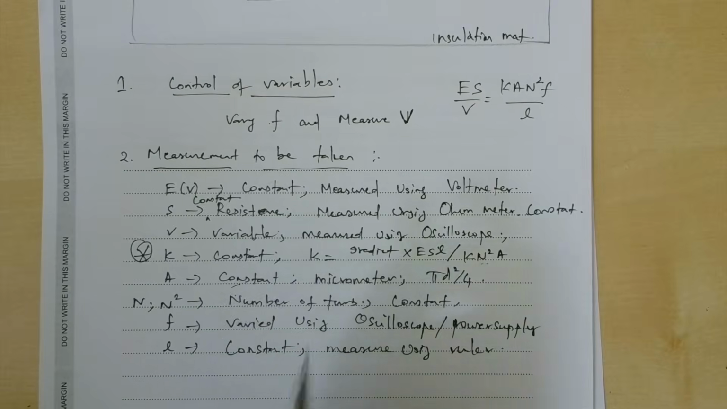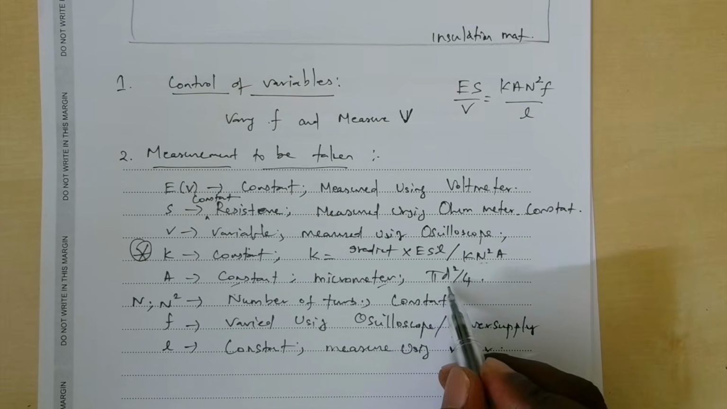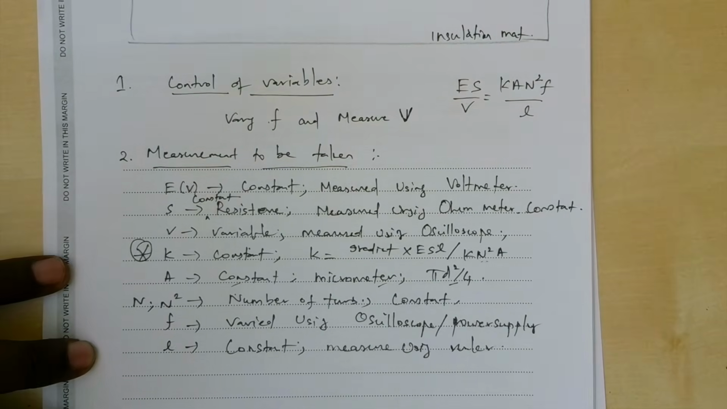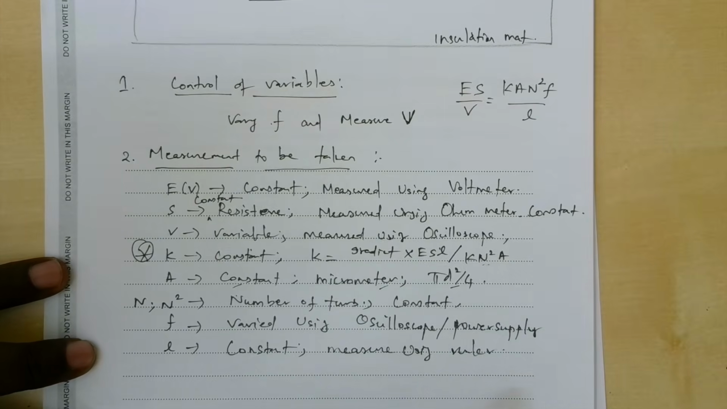So defining A as a constant will get you 1 mark. How to measure it using a micrometer, 1 mark. Using what formula, pi d square by 4, 1 mark. Sometimes these marks will be clubbed together or sometimes offered separately, so we don't want to miss anything. Now these are the measurements to be taken.